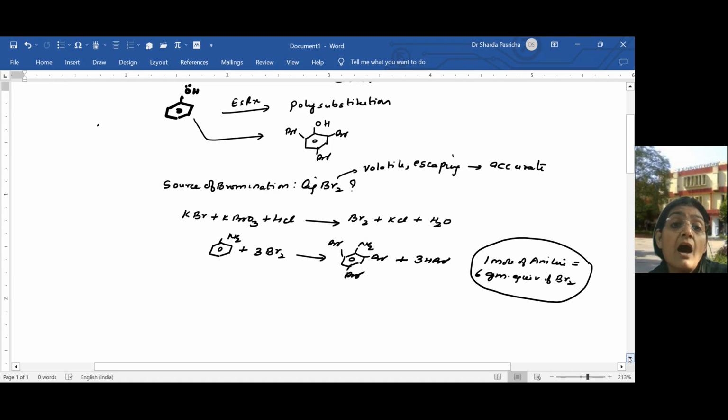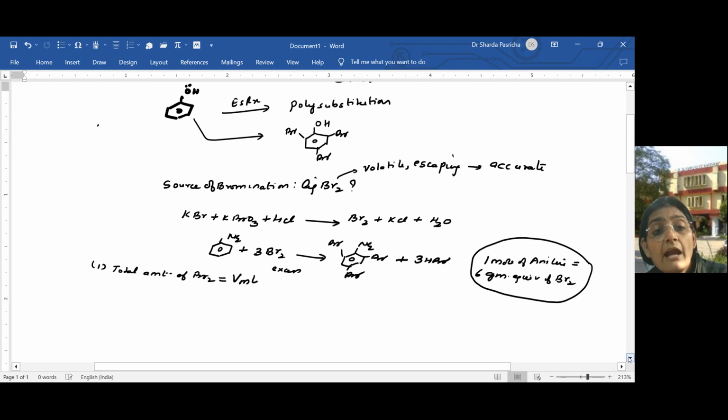Having said this, our aim is to estimate aniline. So how are we actually estimating aniline? The estimation of aniline is actually twofold. First of all, if you know the total amount of bromine which is liberated by a given volume of potassium bromate, potassium bromide, let us say that is V mL. Okay. So you start with excess of bromine here.